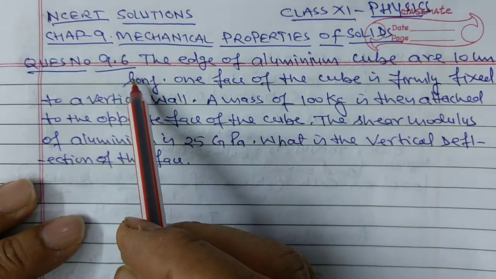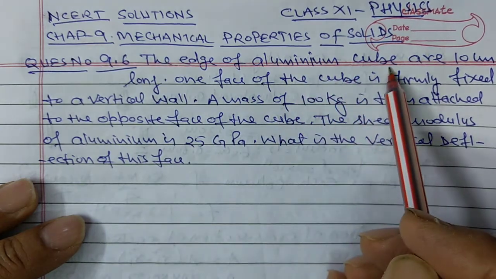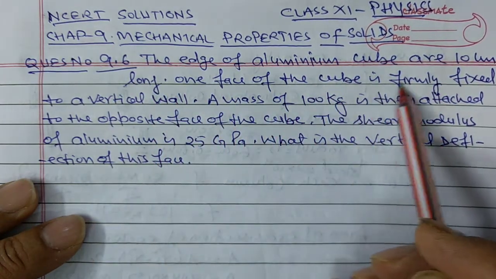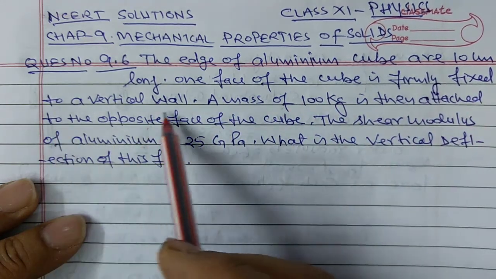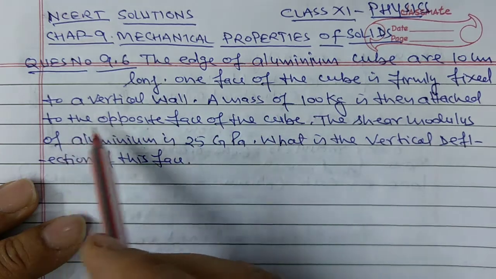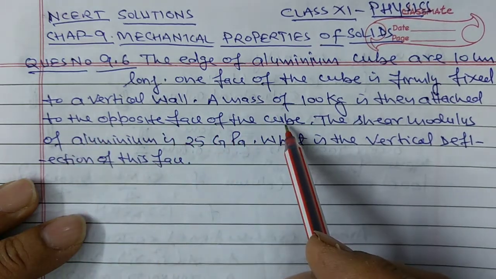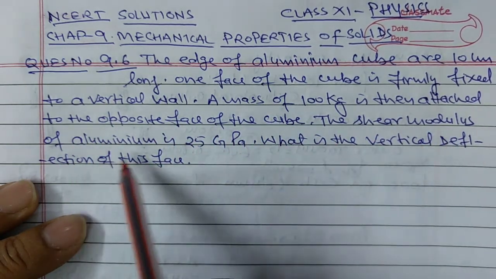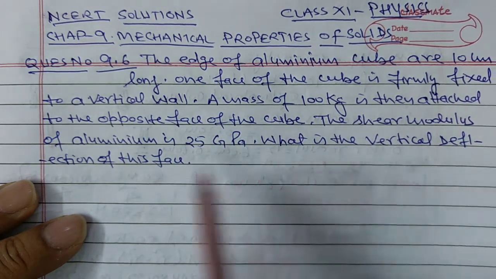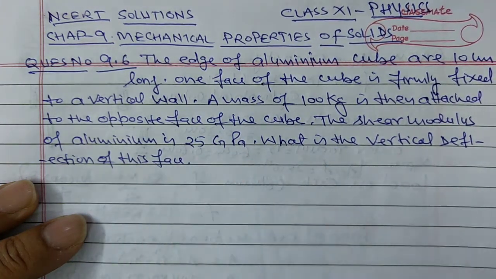Question number 6. The edges of an aluminium cube are 10 cm long. One face of the cube is firmly fixed to a vertical wall. A mass of 100 kg is then attached to the opposite face of the cube. The shear modulus of aluminium is 25 gigapascal. What is the vertical deflection of this face?